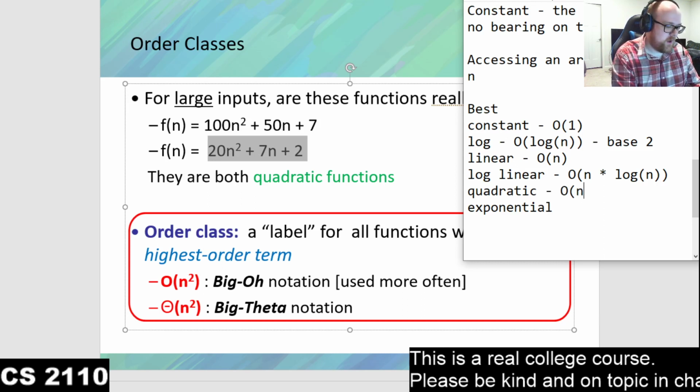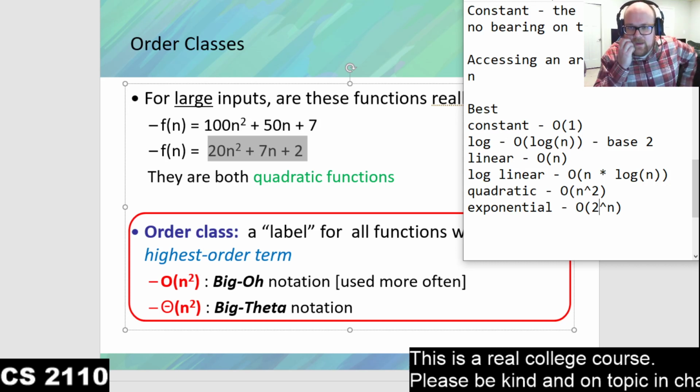Quadratic, this is O of n squared. Exponential, this is O of some constant to the power of n. A being a constant, we generally will say 2, but it doesn't have to be 2. It could be any constant.